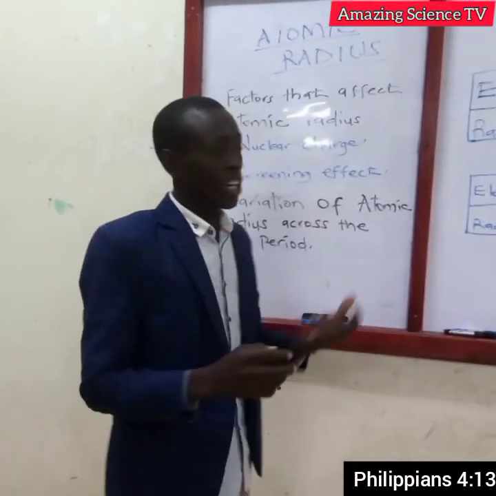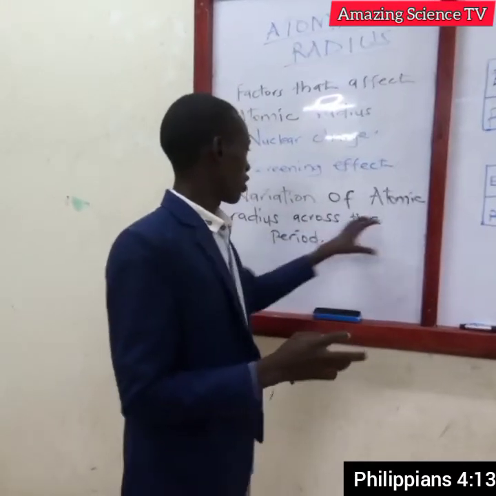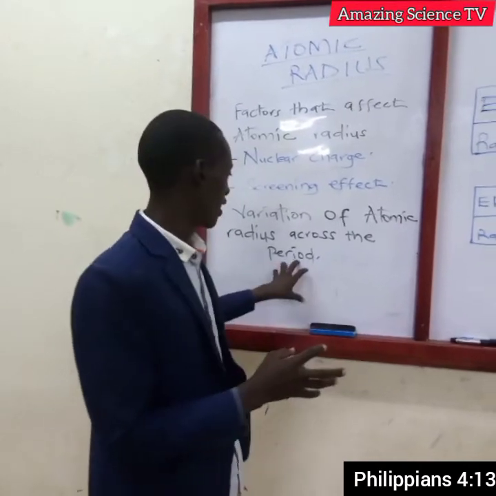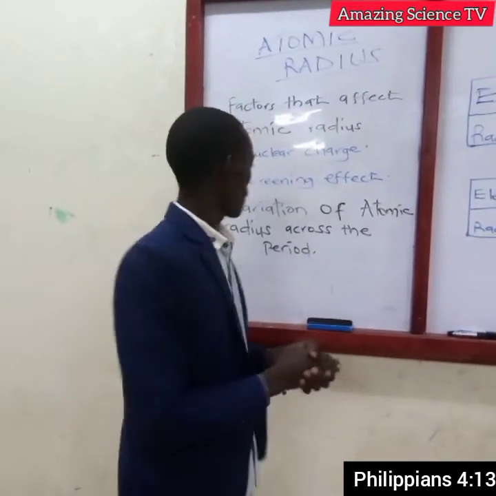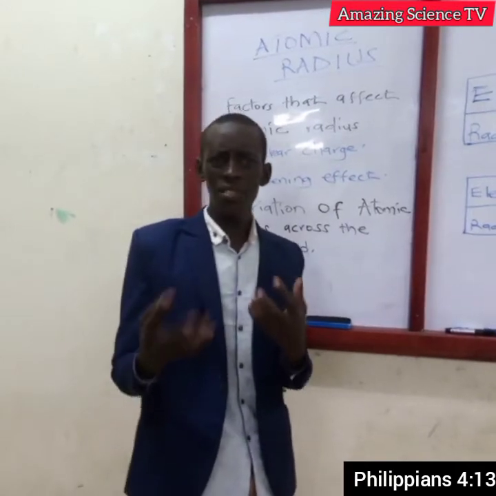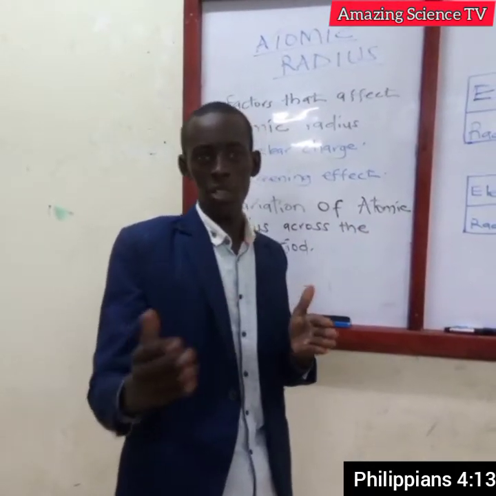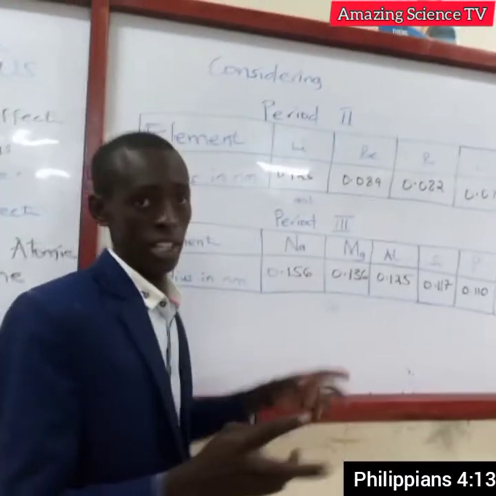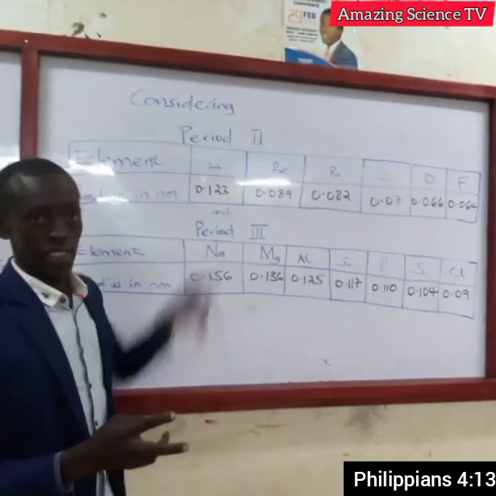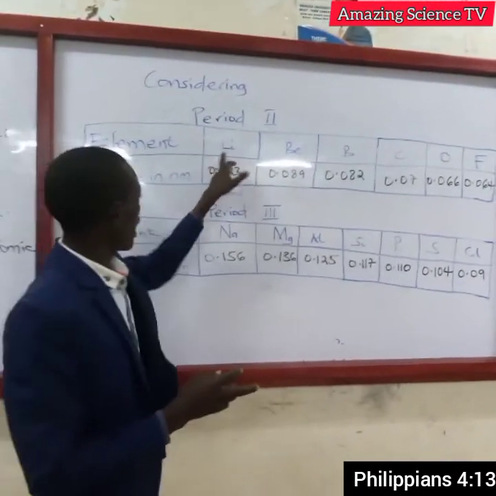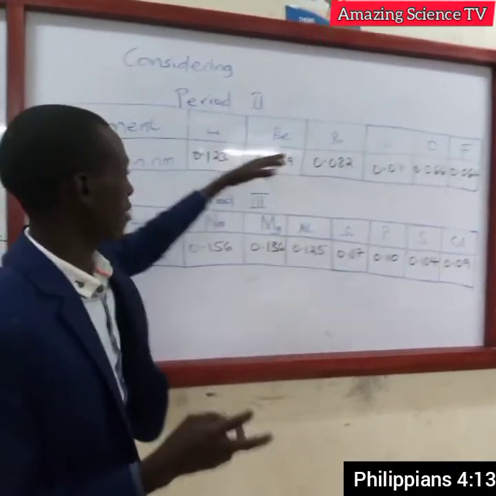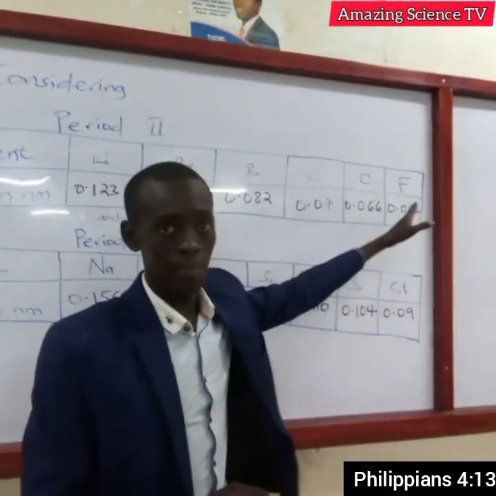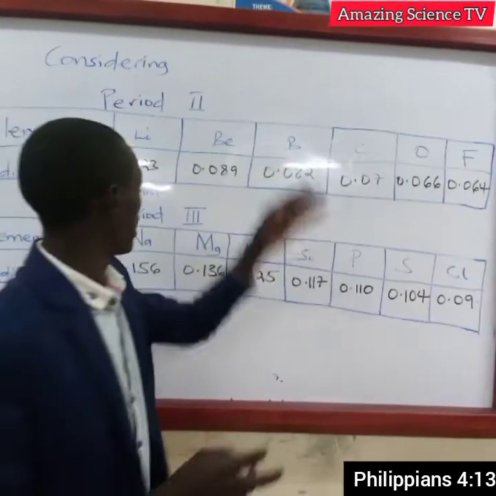So we are going to also look at the trend, the variation of the atomic radius across the period. For now, we are going to begin with across the period. So how does atomic radius vary from one element to another across the period? We are going to take an example of two periods, period 2 and period 3. In period 2 we have lithium, beryllium, boron, carbon, oxygen, and fluorine. Those are the elements in period 2.